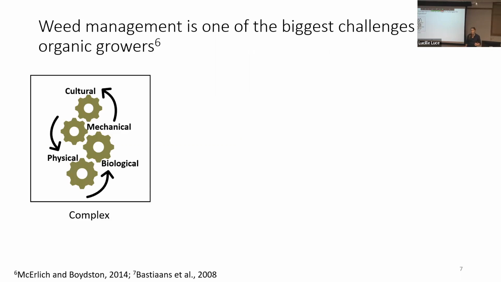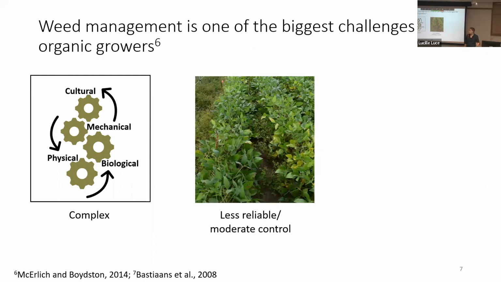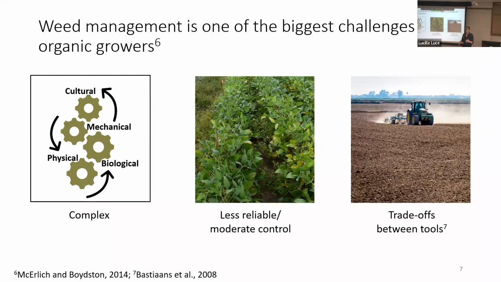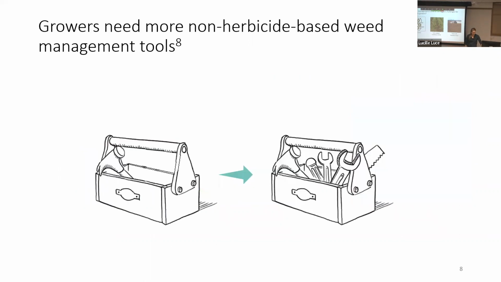Currently, the options available to them are much more complex, and they also are less reliable and only provide moderate control. And there are often trade-offs between the tools. One of the predominant methods of weed control for organic growers is tillage, and that can lead to reductions in soil health and erosion through wind and water. So they have to make these trade-offs. Basically, both organic and conventional growers could really benefit from more non-herbicide-based weed management tools.